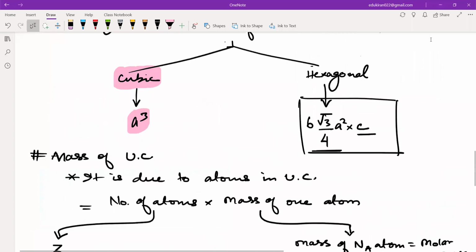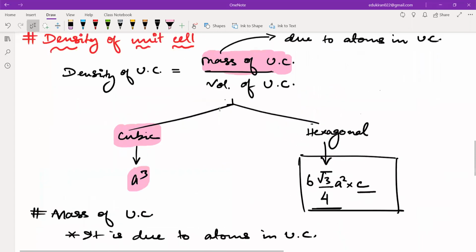इन लोगों ने कुछ नहीं लिखा है. Start writing from here. Density of unit cell.